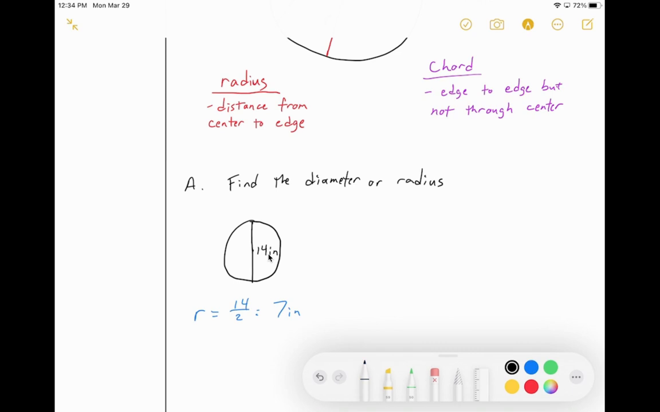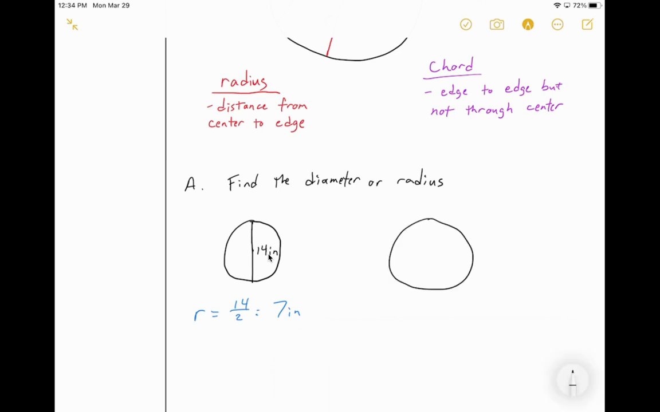Let's do another one. Here's another circle. And let's say that right here, from here to here, is 8 centimeters. So again, is this a radius or a diameter? What I just drew, that 8 centimeters, does that represent the radius or the diameter? Yes, very good. It is the radius. So that means I want to find the other one, the diameter. Now, diameter is not half, it is bigger. So what is my diameter here?